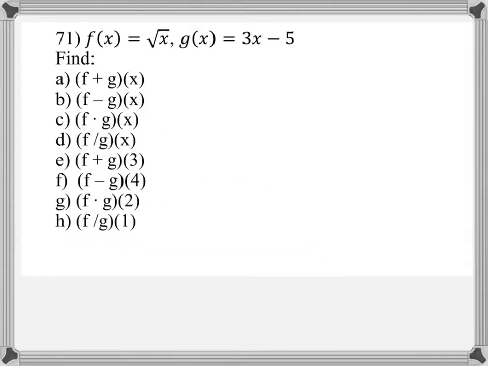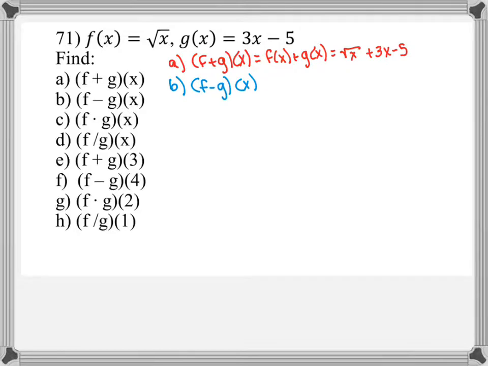Okay, let's look at some function operations. We have f of x equals the square root of x, g of x equals 3x minus 5. Part A, what's f plus g of x? Sorry, I said that wrong. F plus g of x, which is equivalent to f of x plus g of x, which is the square root of x plus 3x minus 5.